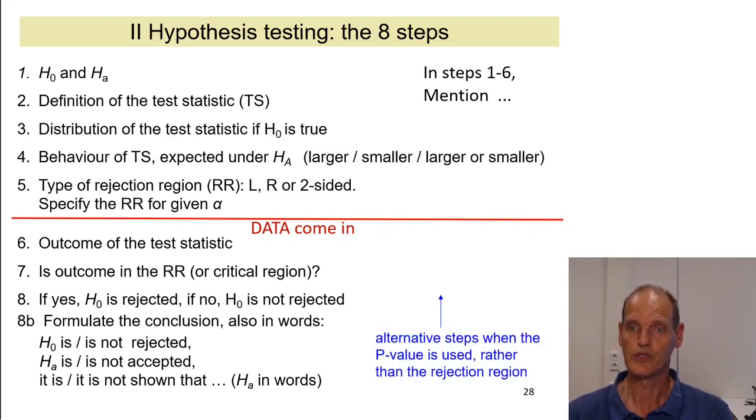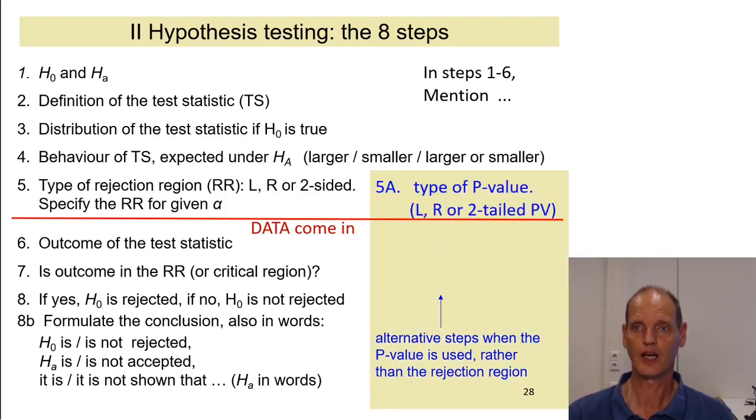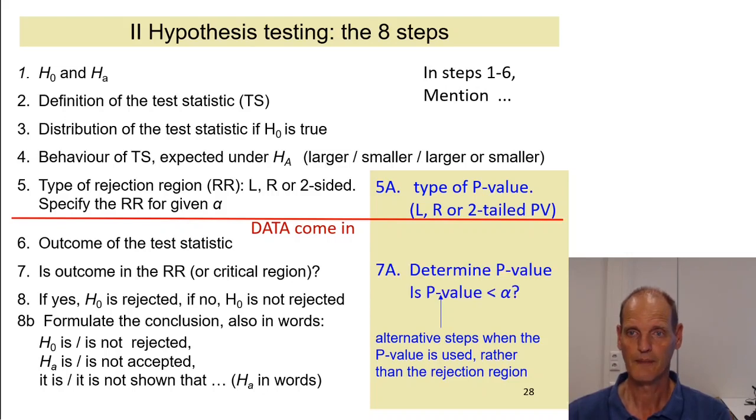When we use the p-value method, we have slightly different steps, in step 5 and 7. In step 5, we only have to specify the type of p-value. We don't have to look up a critical region and specify a rejection region. So that is the advantage of a p-value. So when we have computer output, we usually prefer to use the p-value method.